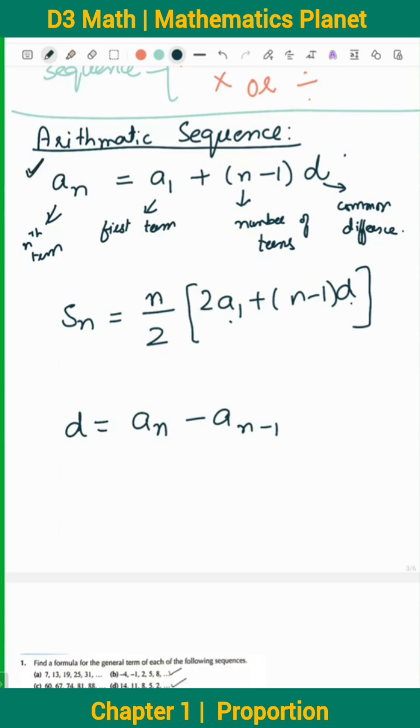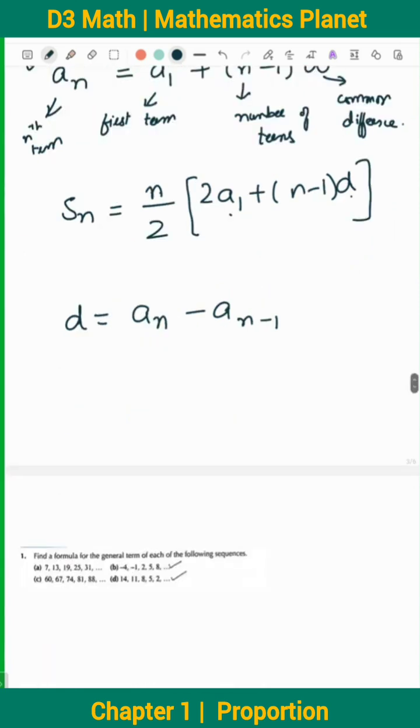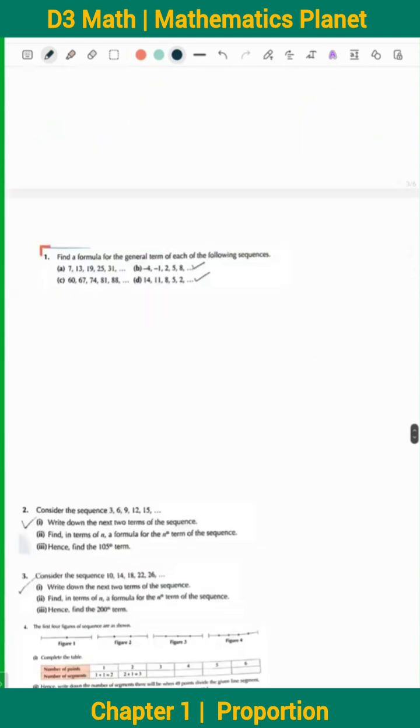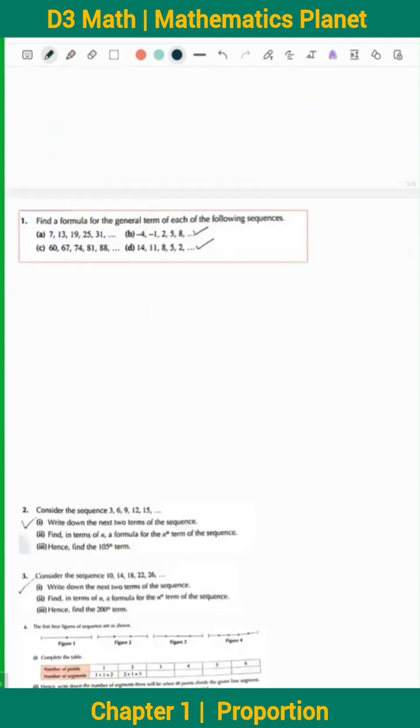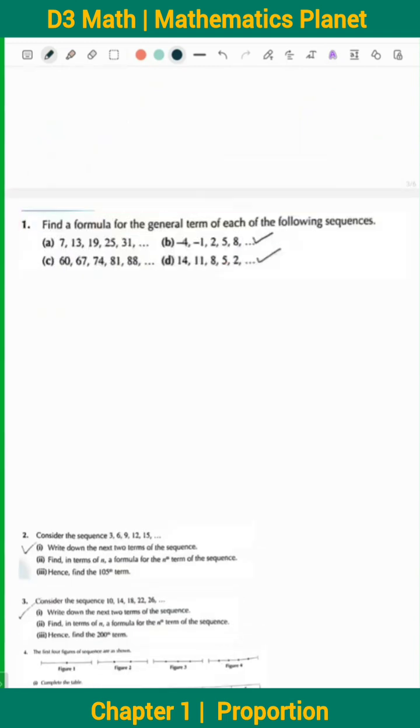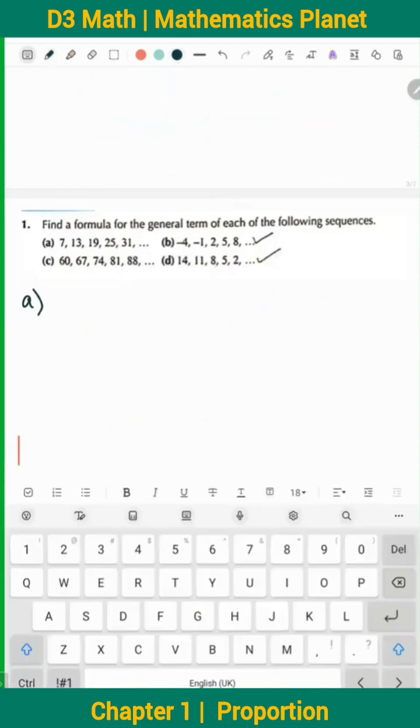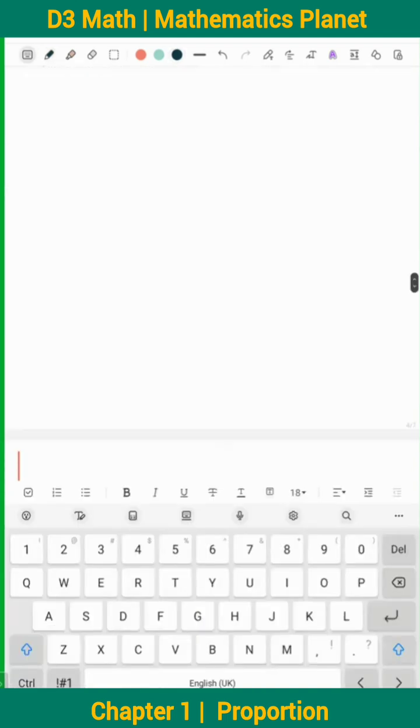Okay, let's start. Find the formula for the general term of each of the following sequences. Part A. Let me guide you with how we are going to do them, and inshallah it will be very easy for you to do.